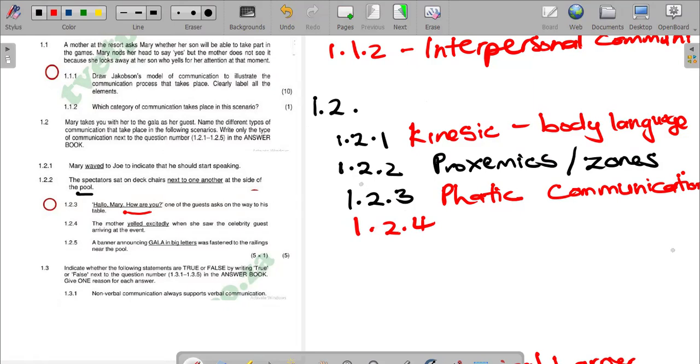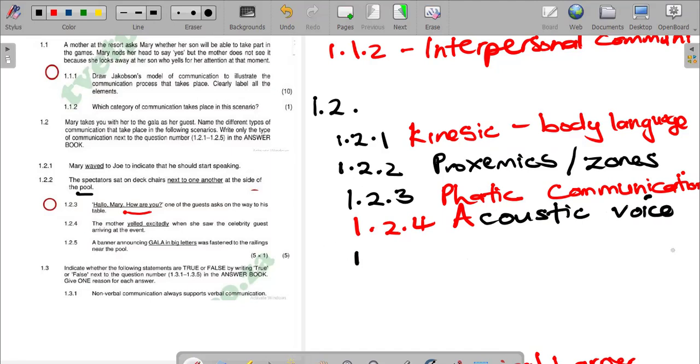So yelled is what you call acoustic semiology, which is the communication using sound. Acoustic semiology. Yelling means that she used her voice to yell. She used her voice, right?